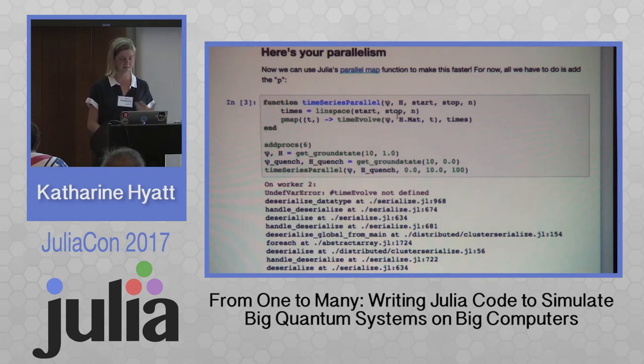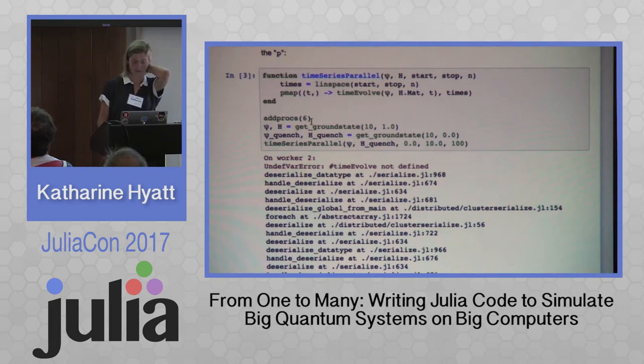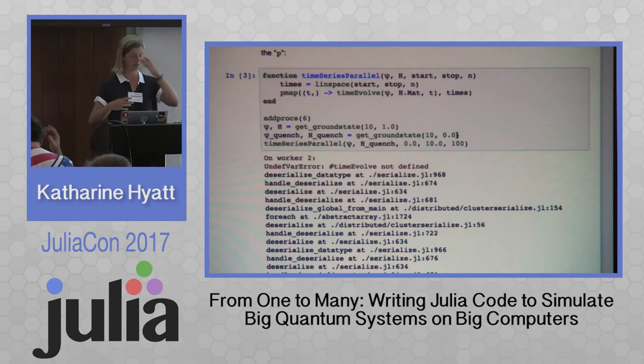Given some linear space of times, you could make this a log space if you wanted to. Sometimes you have to go to exponentially long times to see anything interesting, but for now we'll just use a linear space. This is going to feed time evolved to this specific time into the parallel map. The way we actually implement the quench is we get the starting state where the Hamiltonian has a transverse field, and then our quenching Hamiltonian is one where we instantaneously turn off the field. What happens if you suddenly take the field away and just watch the system time evolve? Time series parallel would answer that question for us.